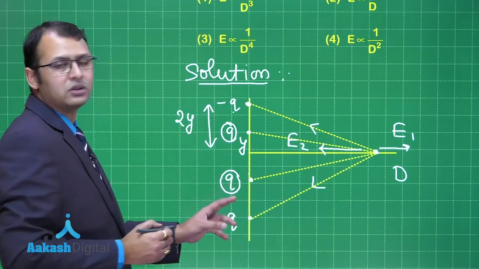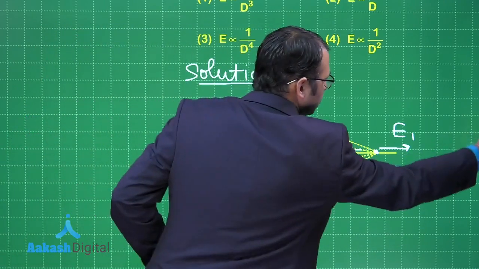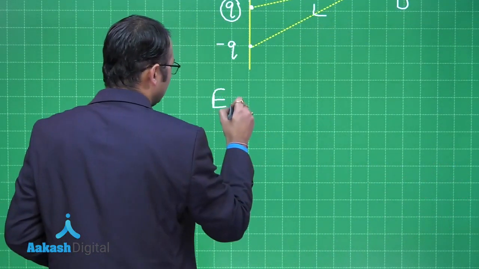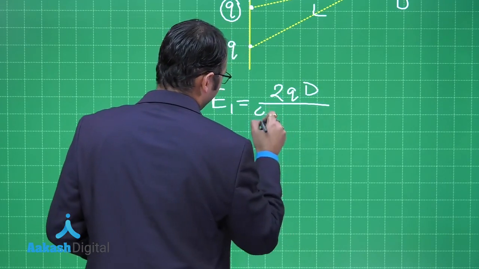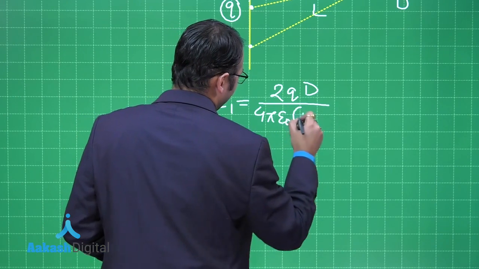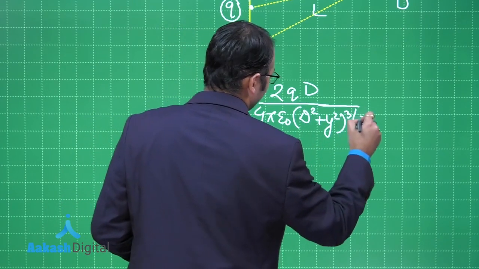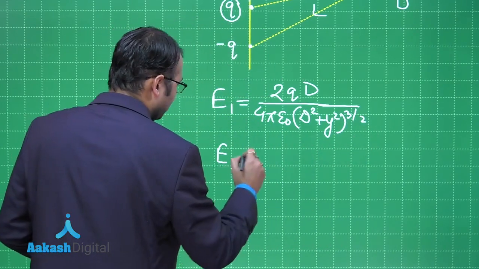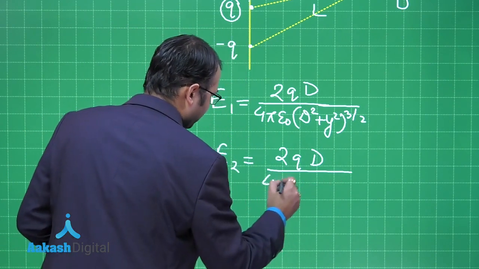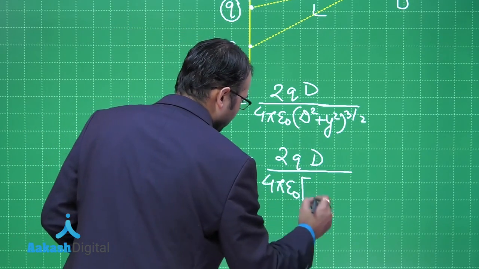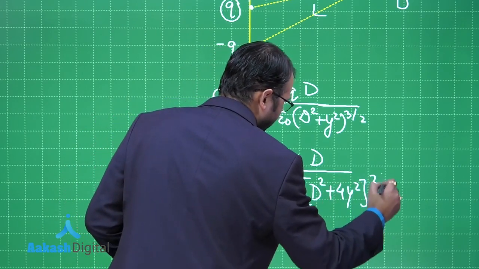We have already understood this. Now it's easy to calculate. So let's write down the values of E1 and E2. So on final calculations, you will get E1 as 2qd over 4 pi epsilon naught into (d square plus y square) power 3 by 2. And electric field E2 would be 2qd divided by 4 pi epsilon naught into (d square plus 4y square) power 3 by 2.